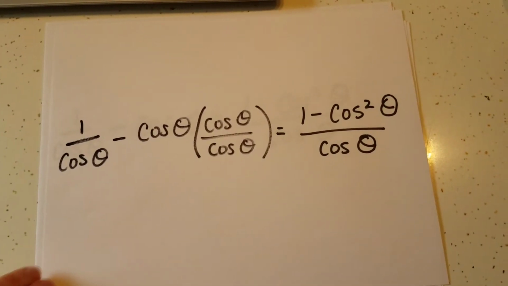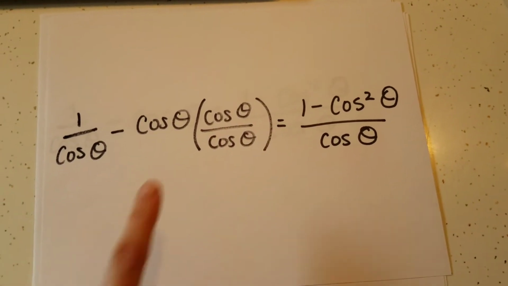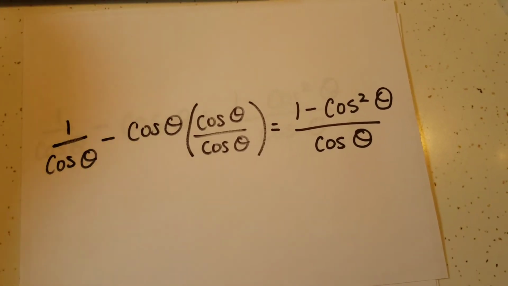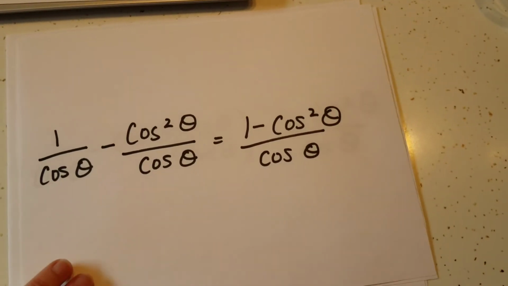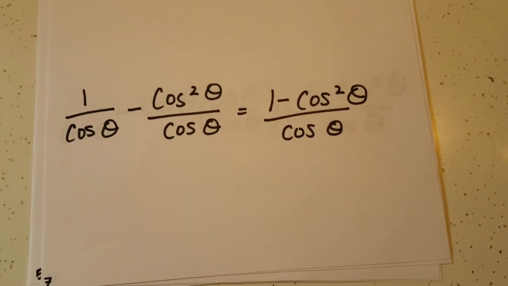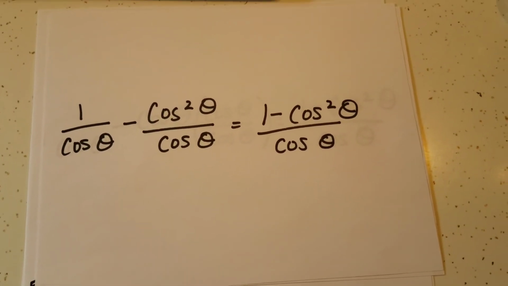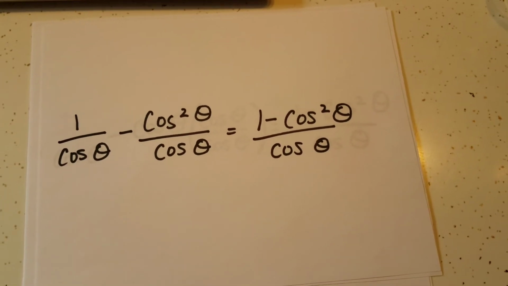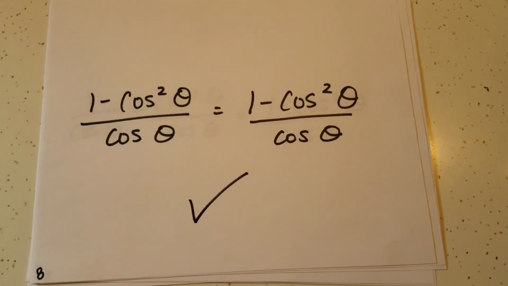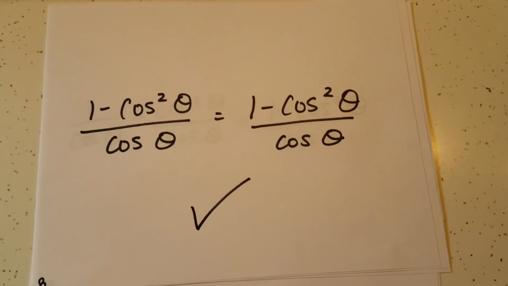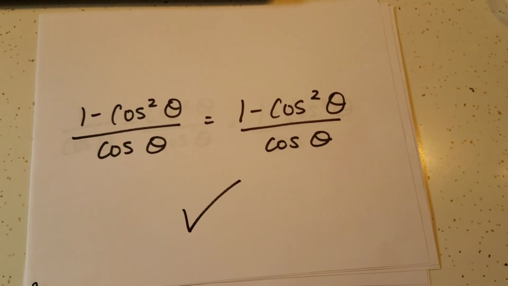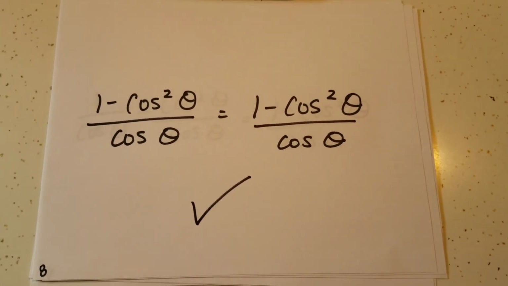So when we multiply that term here by the cosine of theta over the cosine of theta, then what we end up with is the cosine squared of theta over the cosine of theta. And you can see that if we go ahead and condense those terms on the left-hand side, now that we have a common denominator, we end up with 1 minus the cosine of theta squared over the cosine of theta equals 1 minus the cosine of theta squared over the cosine of theta, which checks out. So this proves this identity.